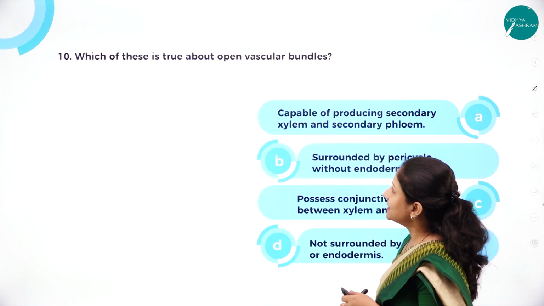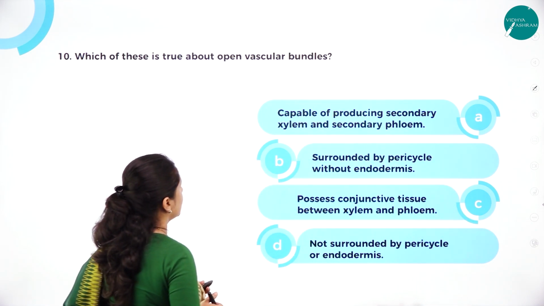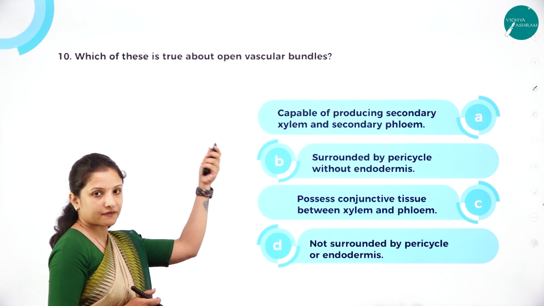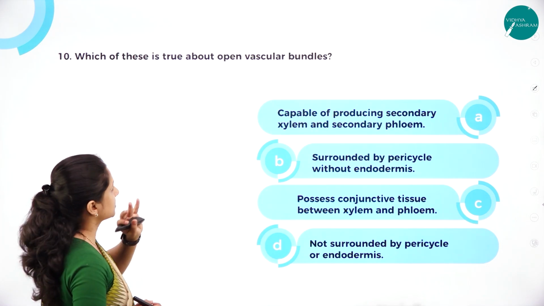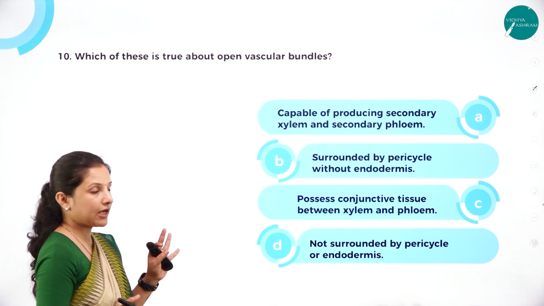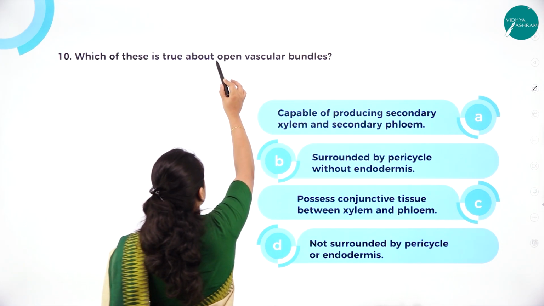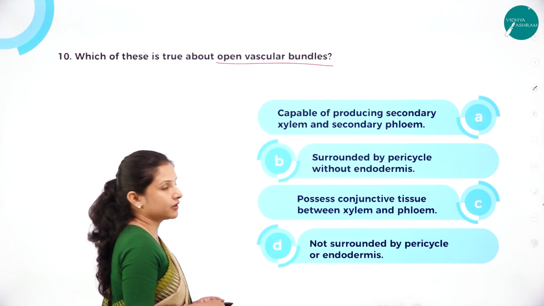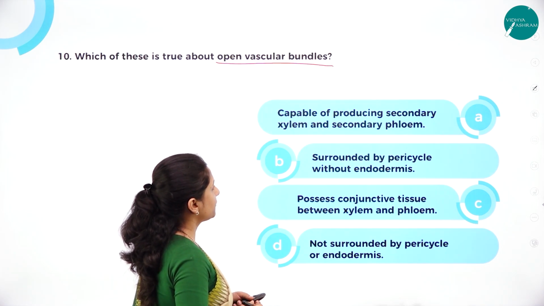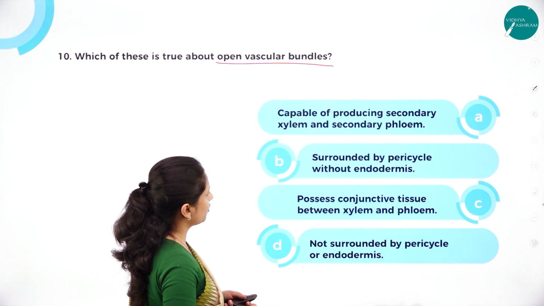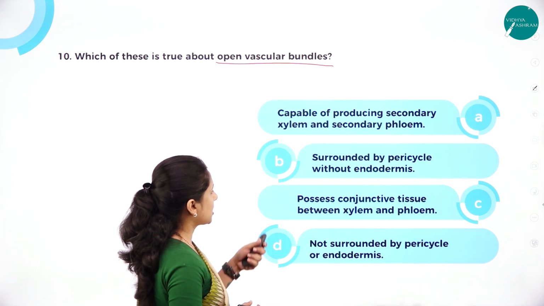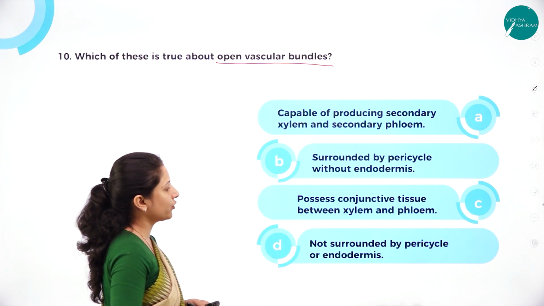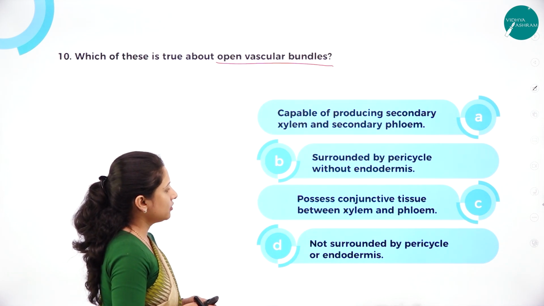Next, which of these is true about open vascular bundle? There are a number of statements given. Again here, it is about the open vascular bundle. Don't get confused. Capable of producing secondary xylem and phloem, surrounded by pericycle without endodermis, possess conjunctive tissue between xylem and phloem, not surrounded by pericycle or endodermis.